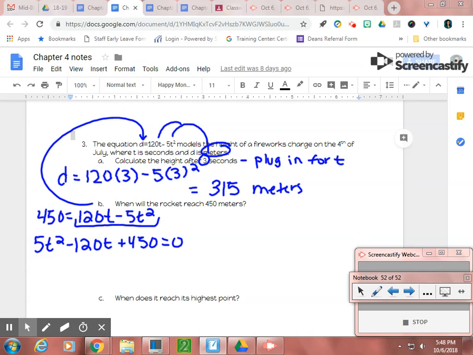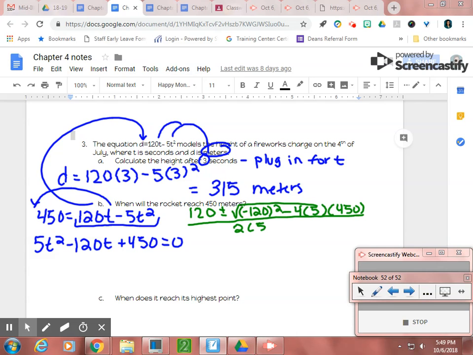So what I did was I took this stuff and moved it over to this side because I wanted my a value to be positive, just because it's a little bit easier to work with. So now I want to put this in the quadratic formula. So the opposite of b is positive 120 plus or minus the square root of negative 120 squared minus 4 times our a value of 5 times our c value of 450 all over 2 times 5.